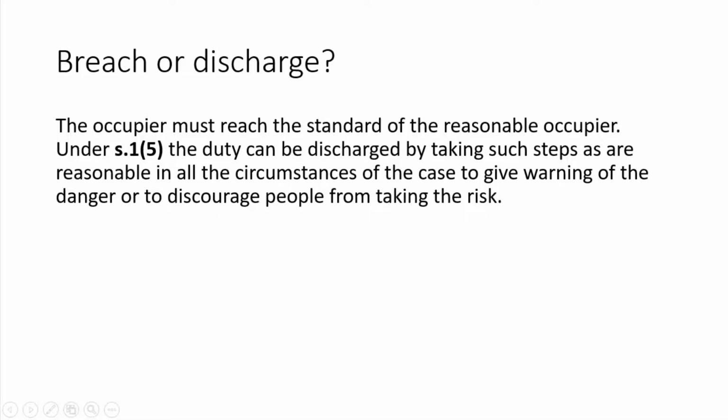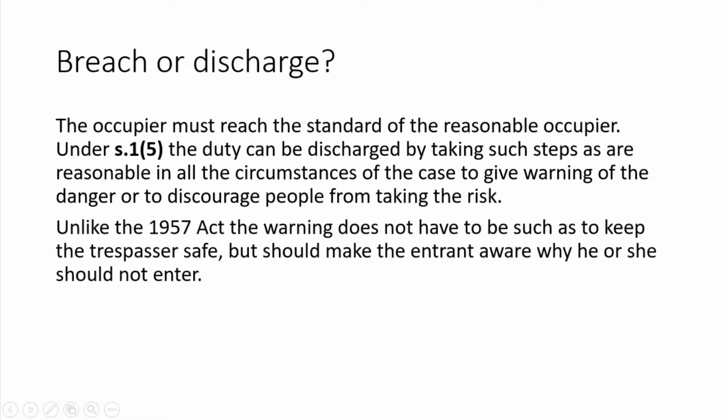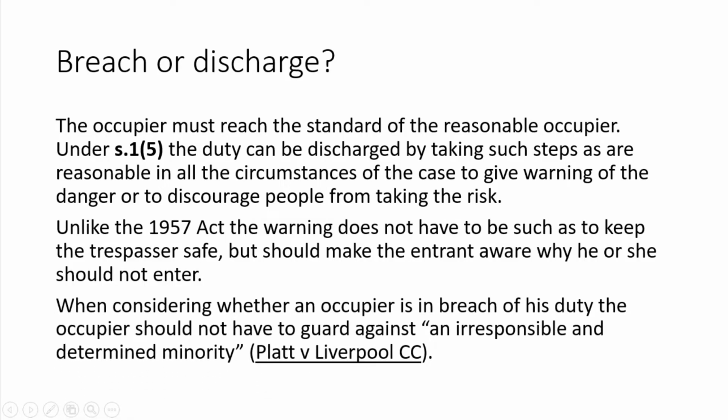So under section 1.5 you can discharge the duty by taking reasonable steps to give warning of the danger or to discourage people from taking the risk. So a warning doesn't have to be such as to keep the trespasser safe like in the 57 Act. It just needs to make the entrant aware why he or she should not enter. When considering whether an occupier is in breach of his duty, the occupier should not have to guard against an irresponsible and determined minority. Platt and Liverpool County Council. That's quite a useful quote as well.